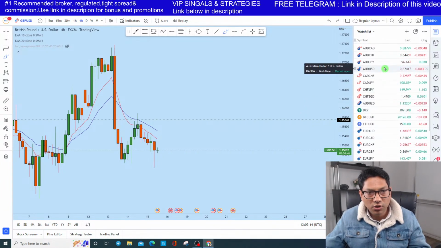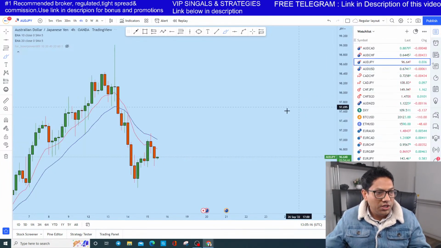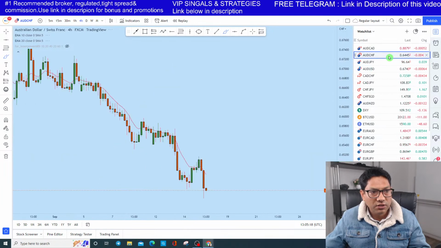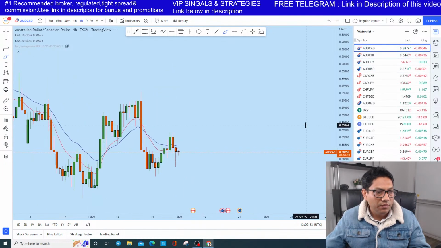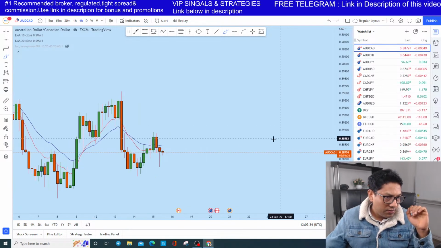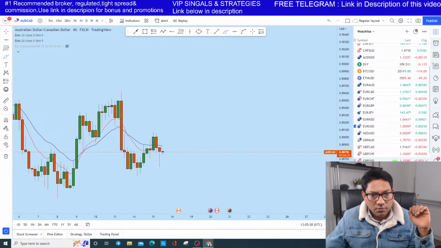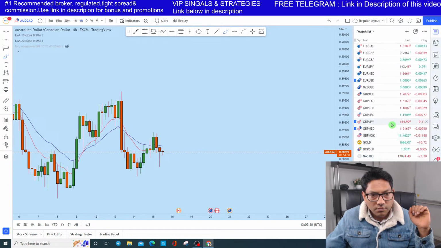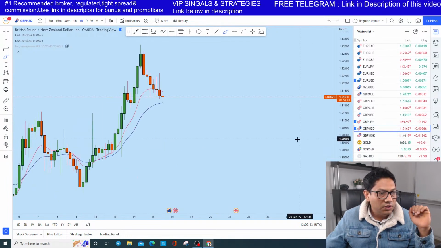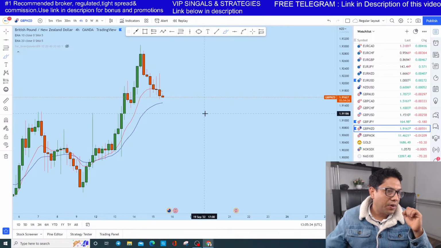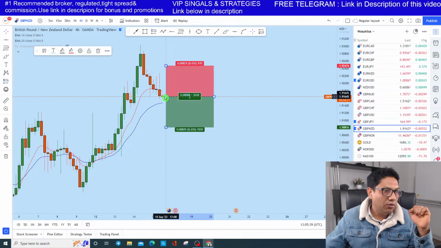So, as usual, Aussie yen also created bearish price action. Yeah, Aussie CAD, same thing, bearish. GBP NZD grabbed a couple of liquidity, and we can sell GBP NZD from here, probably above this doji.